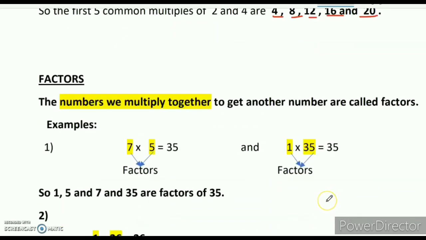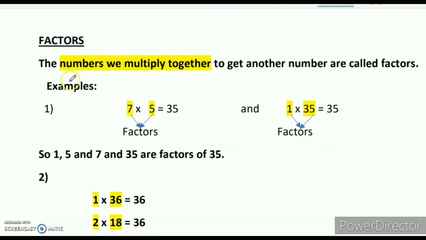So the next topic, children, is factors. What do we mean by a factor? The numbers we multiply together to get another number are called factors. For example, let's multiply 7 and 5 to get 35. So 7 and 5 are factors. Then we can also multiply 1 and 35 to get 35, so 1 and 35 are also factors. So what are the factors of 35, children? The factors of 35 are 1, 5, 7 and 35.